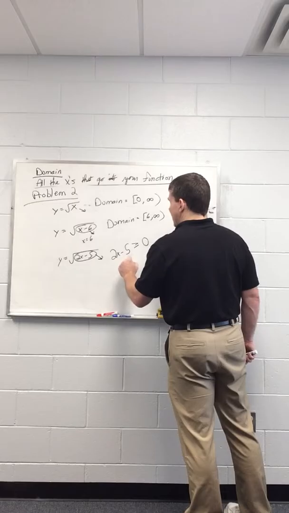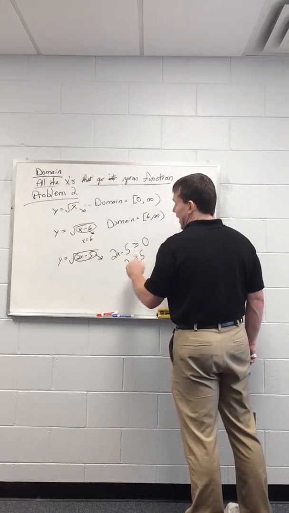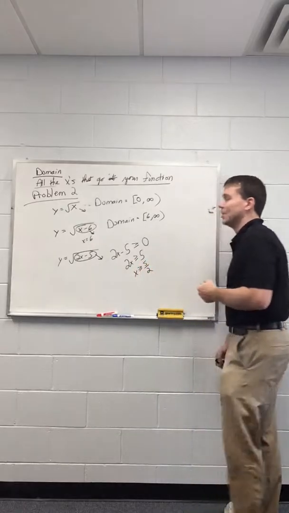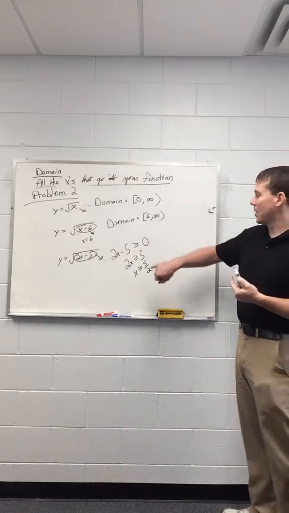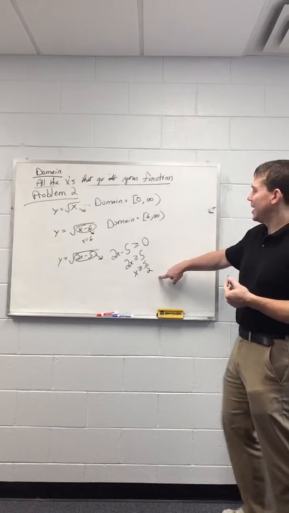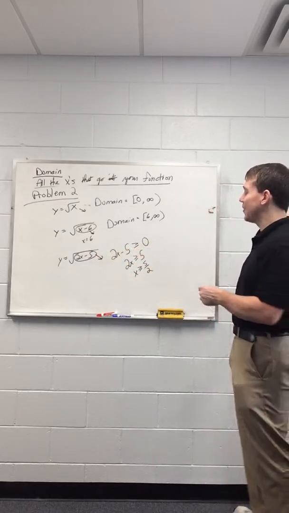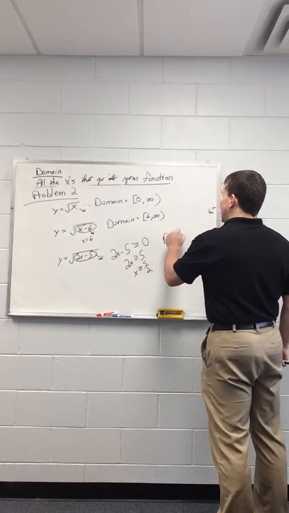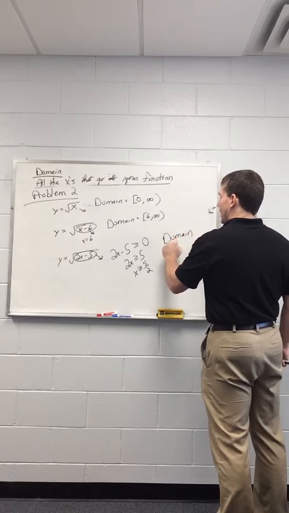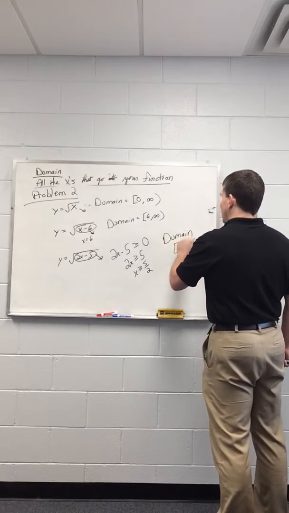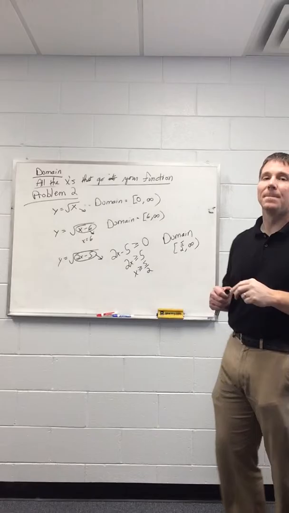Add the 5, you get 2x is greater than or equal to 5, divide the 2. X is greater than or equal to 5 over 2. Now, those are all the x's that will make this greater than or equal to 0, so there's my domain. 5 over 2 to infinity.